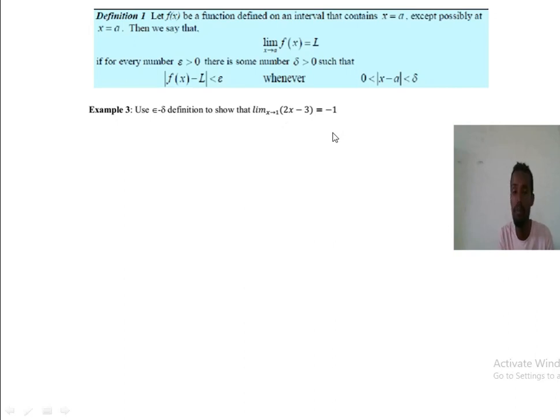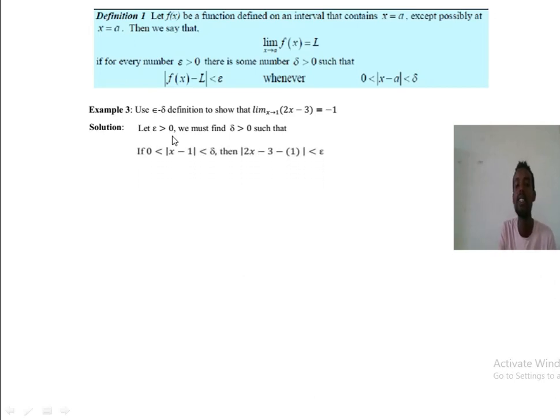So how can we prove that the limit of 2x minus 3 as x goes to 1 is minus 1 using epsilon delta definitions? Using the definitions, let epsilon be greater than 0. Then we need to find delta greater than 0 such that if 0 is less than absolute value of x minus a less than delta, then absolute value of f of x minus L is less than epsilon. That's simply substituting a equals 1, f of x equals 2x minus 3, and L equals minus 1.